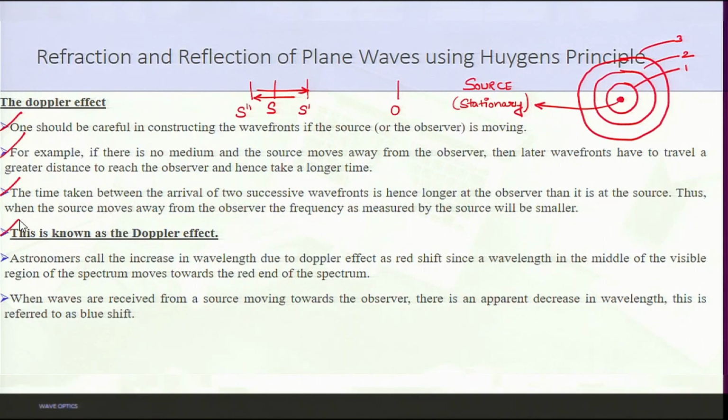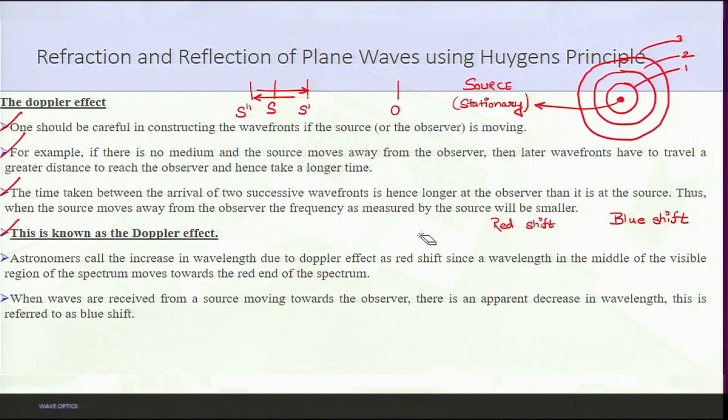So, this was the complete concept of Doppler effect. I will try to explain it with an example with a figure also. For now, just keep on listening. Now, astronomers call the increase in wavelength due to Doppler effect as redshift. So, there are two different concepts. One is known as redshift, one is known as blue shift. What is this redshift? What is this blue shift? I will try to explain it pictorially also.